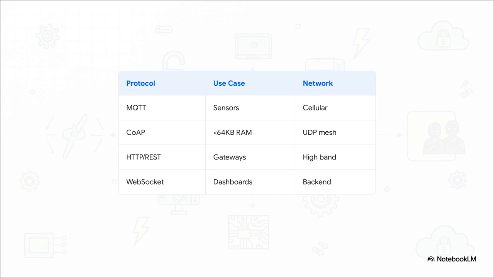You might automatically default to HTTP, right? Because that's what the web uses. But actually, if you force a tiny battery-powered sensor to use HTTP, it can drain its power up to 10 times faster. Instead, lightweight protocols like MQTT secured with TLS encryption are the gold standard for sensors.